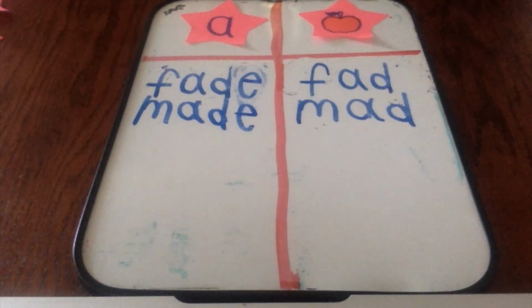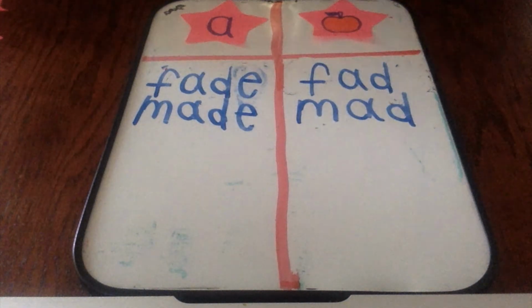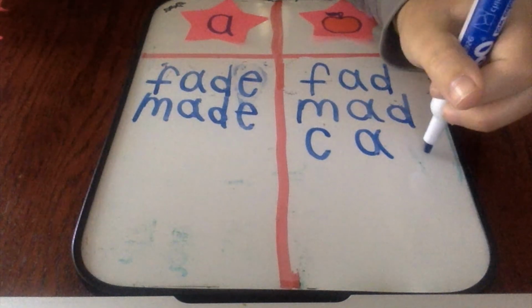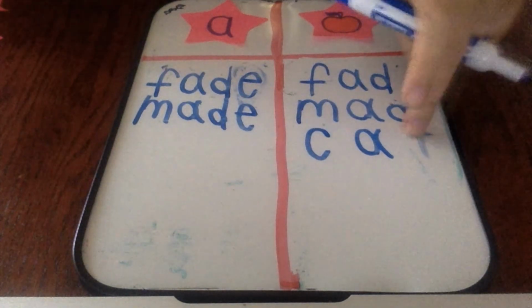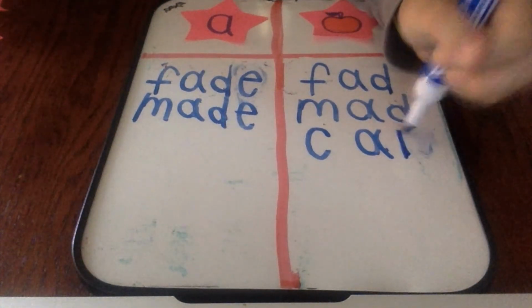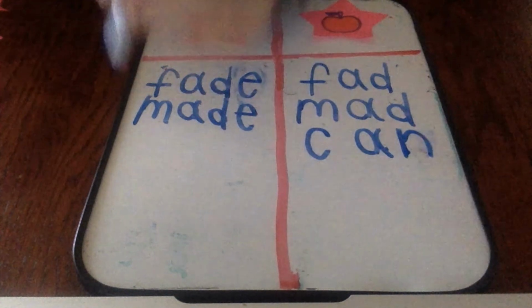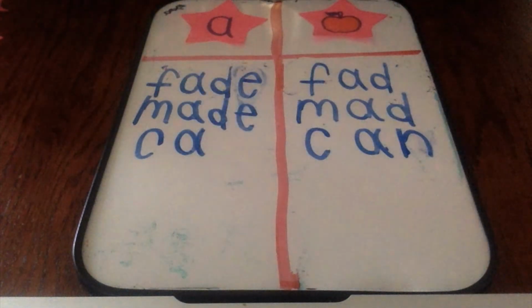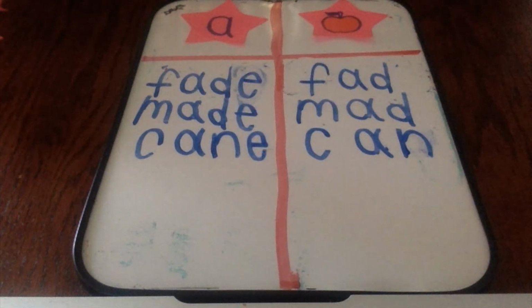Made. What about the word can? Can. Good job. Can will have to go here because we hear the A saying its short sound. So we'll have to put the word can on this side. Can. How about the word cane? Cane. The word cane will have to go on this side because we can hear the A saying its name. So here we have cane.